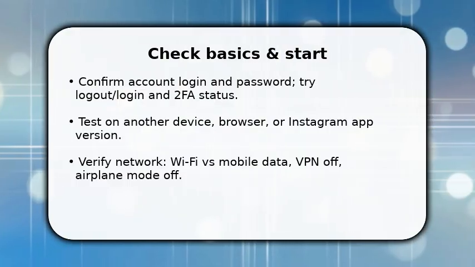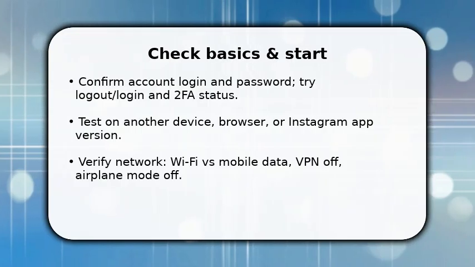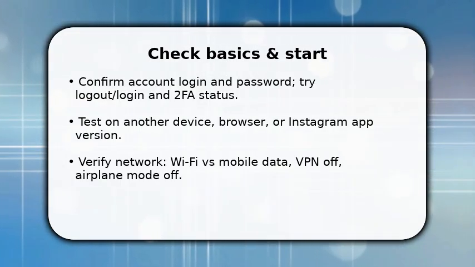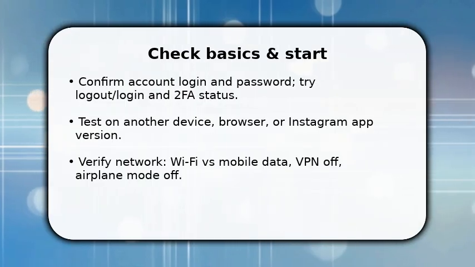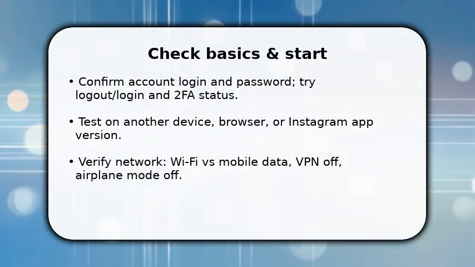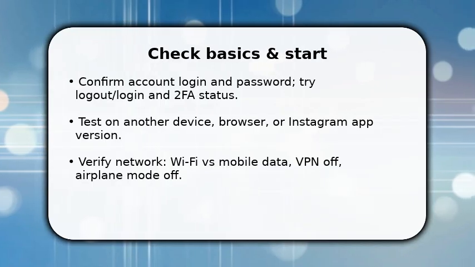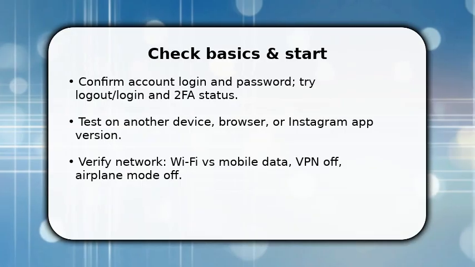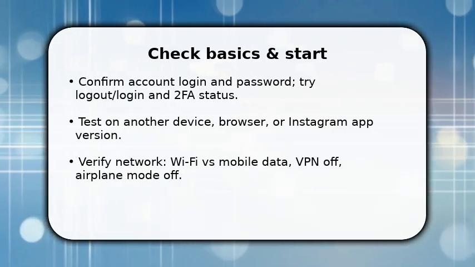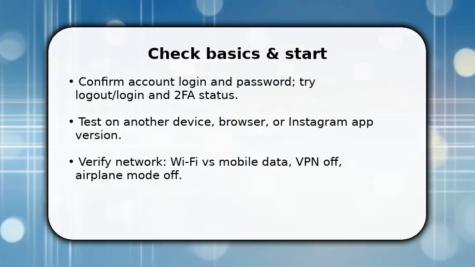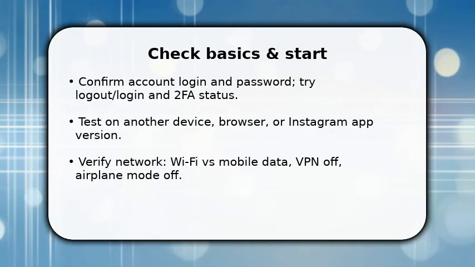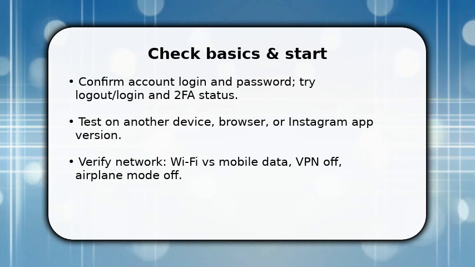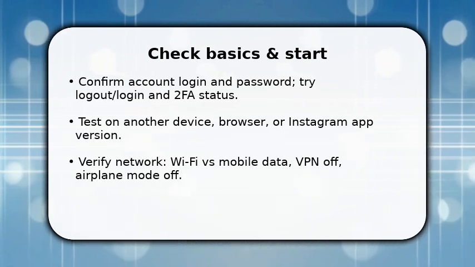You start by confirming you can actually access Instagram credentials and that two-factor auth isn't blocking you. Once done, switch networks. Try mobile data versus Wi-Fi and disable VPN because routing can cause a page not available error. Make sure the app is up to date. If not, update or reinstall to clear corrupted caches. Also try another device or browser to see whether the problem is account-side or device-specific, which determines the next steps.